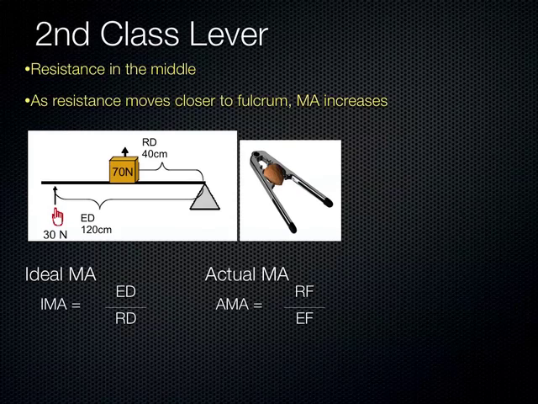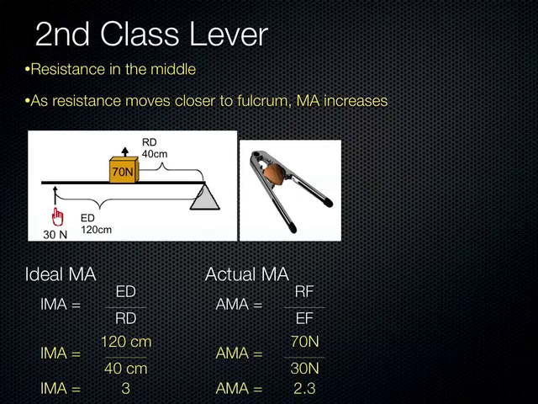Again, in this case, what would the ideal mechanical advantage be for this example lever up here? What would it be? 3. The effort distance is 120 centimeters. The resistance distance is 40, giving me a mechanical advantage of 3. When I do it using the forces, the actual mechanical advantage would be a little bit less. It's about 2.3.